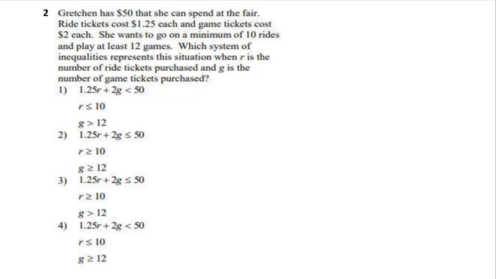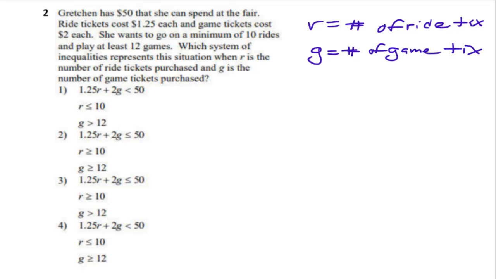Which system of inequality represents this situation, where R equals the number of ride tickets, and G represents the number of game tickets purchased. All right, and again, since it's multiple choice, any work that I show won't count, but it might help me to organize this information. All right, reread one more time. Gretchen has $50 at the fair. Ride tickets, oh, there's R. Ride tickets cost $1.25 each. Game tickets, that's the letter G, cost $2 each.